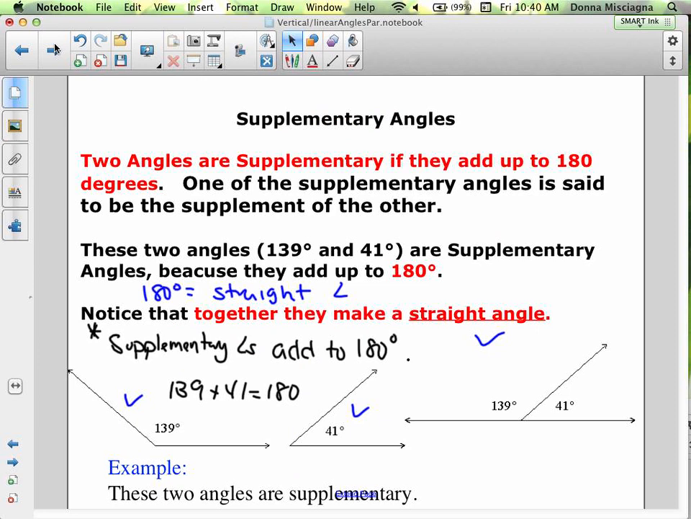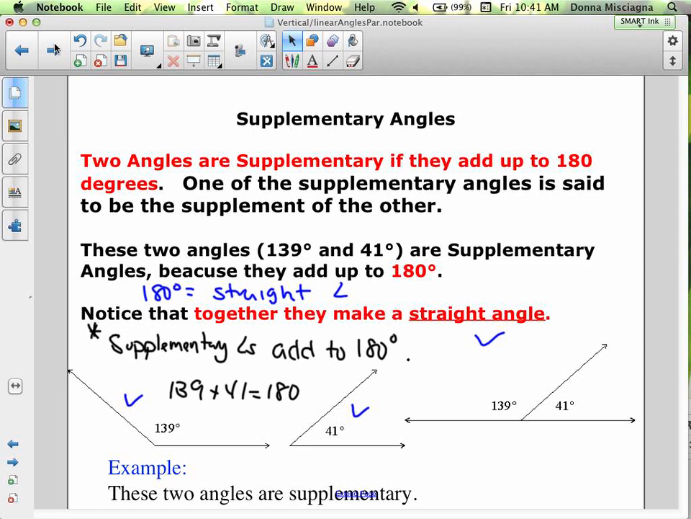So 2 angles are supplementary if they add up to 180 degrees. One of the supplementary angles is said to be the supplement of the other. So supplement just means you're the angle that if you add to me, we're going to be 180 together. So here, these 2 angles, the 139 and the 41 degree angles, they're supplementary because they add up to 180 degrees. So nothing else has to be true about these angles except that they add to 180 degrees.